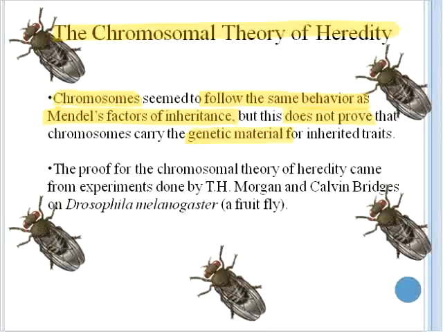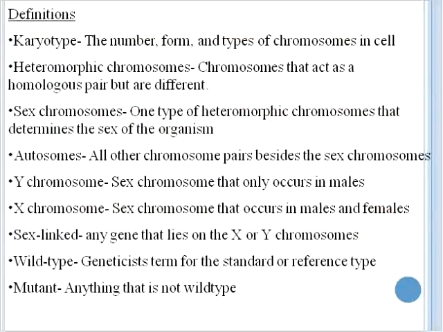The proof for the chromosomal theory came from experiments done by Thomas Hunt Morgan and Calvin Bridges on the simple fruit fly, Drosophila melanogaster. Before we move forward, again, we need to be familiar with a few definitions first. Karyotype is the number, form, and types of chromosomes in a cell.